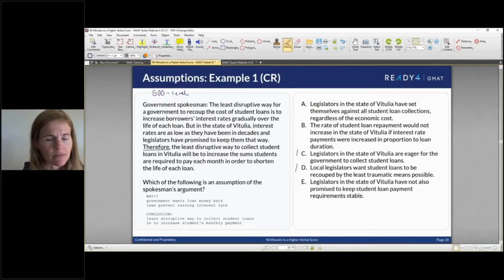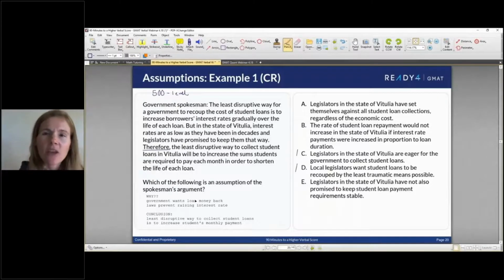That's kind of a silly thing to say, but the author thinks that because the government wants their loan money back, and the laws prevent them from raising the interest rate, okay? So they can't raise the interest rate and get more money that way. So they're just going to increase how much the students pay every month and get the money back faster.